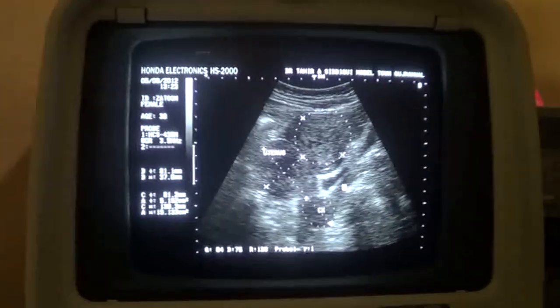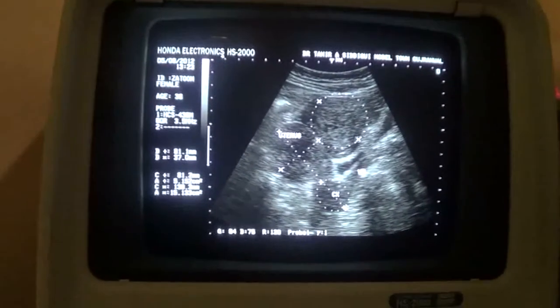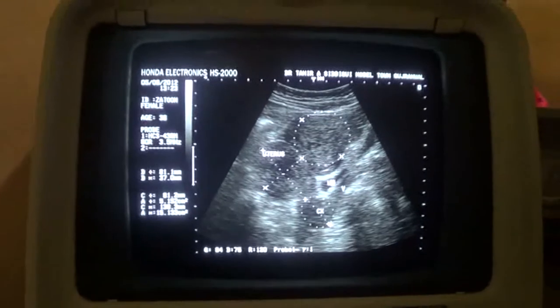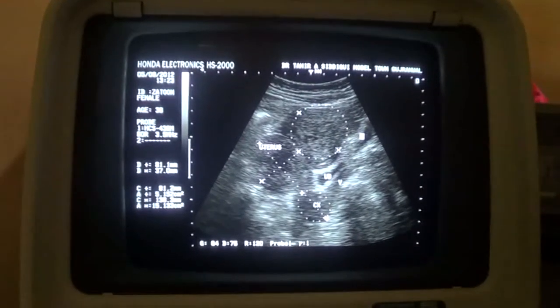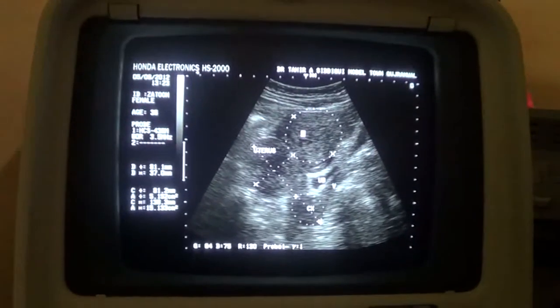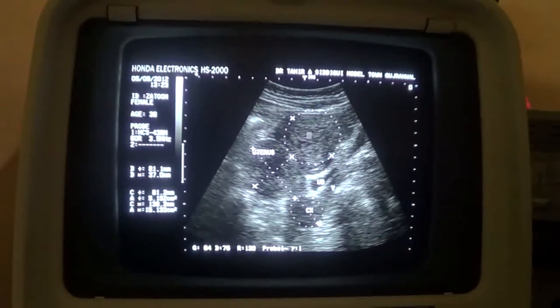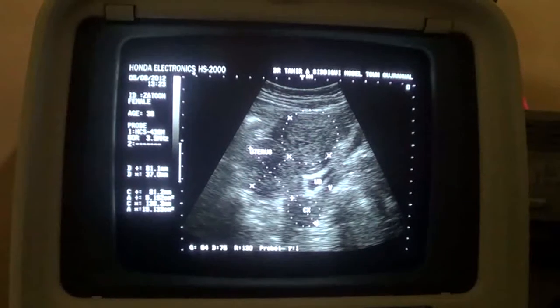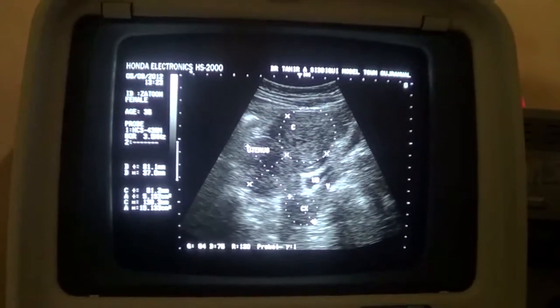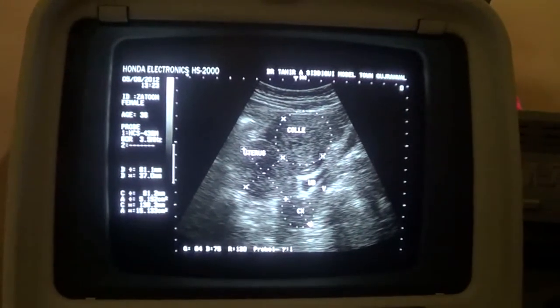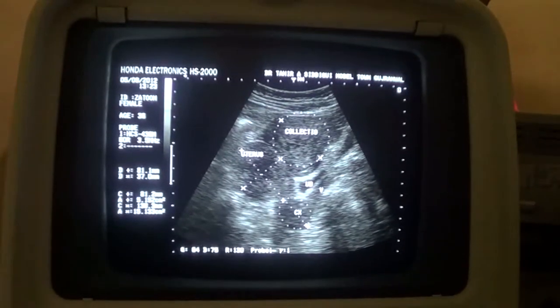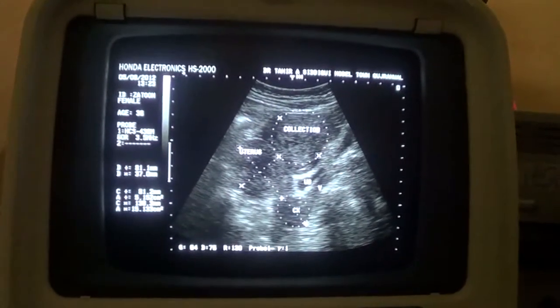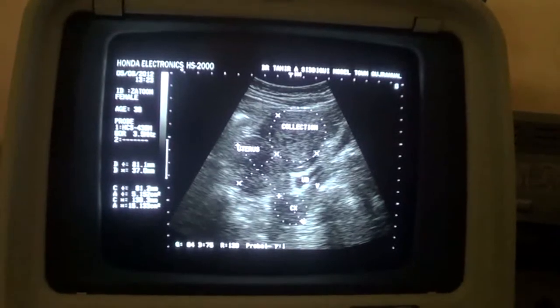In this case, V is for vagina, UB is for urinary bladder. This is the urinary bladder, and this is a collection. In fact, this is a collection anterior to the uterus in the pelvic cavity in a case of induced abortion.